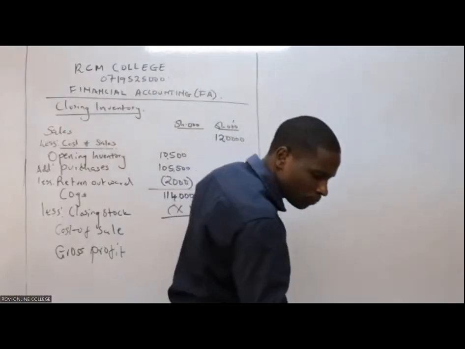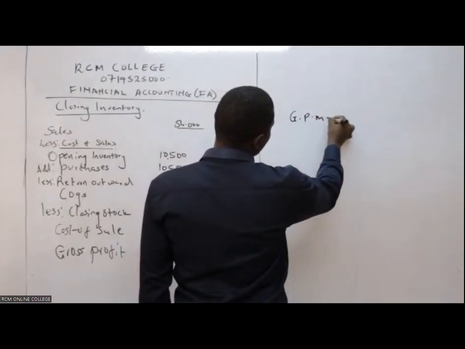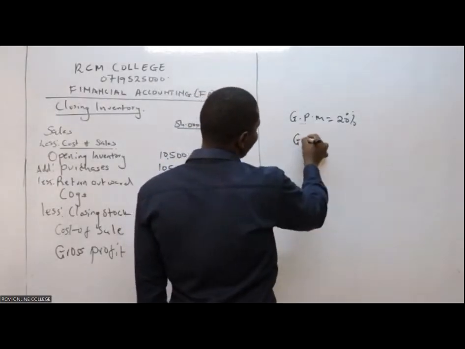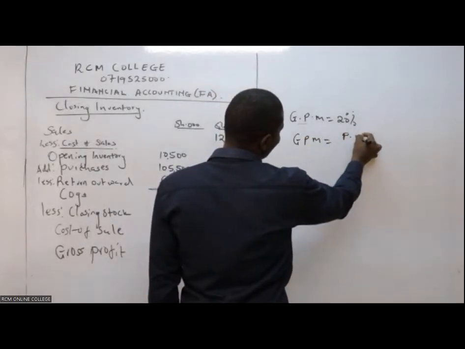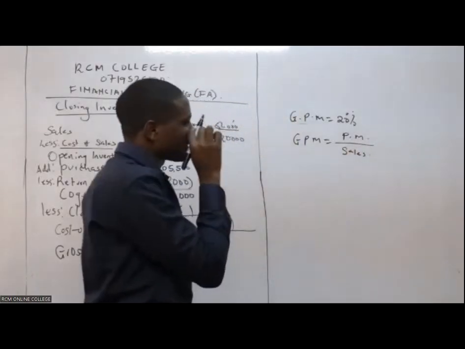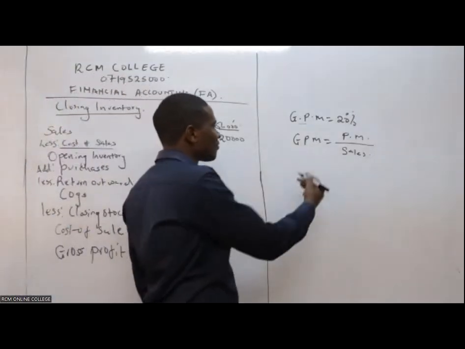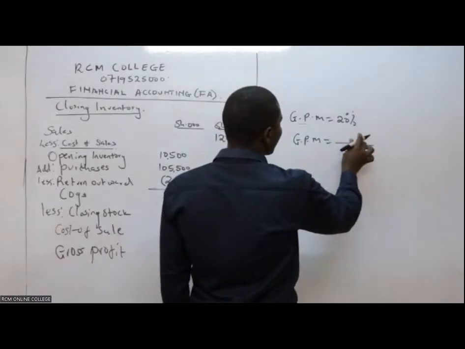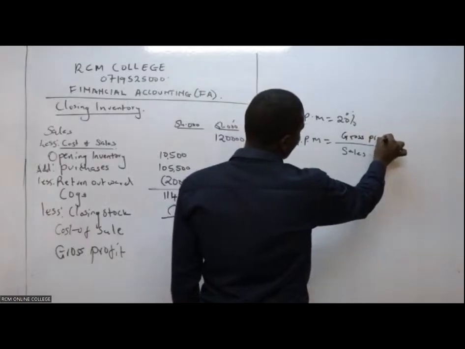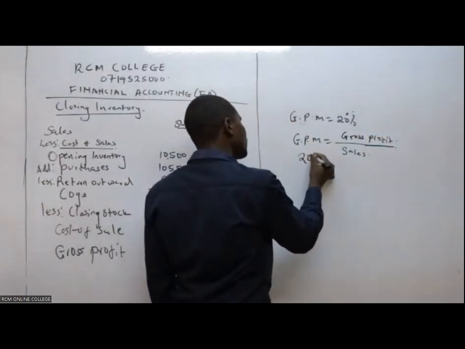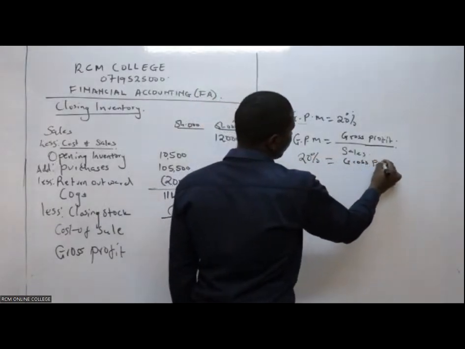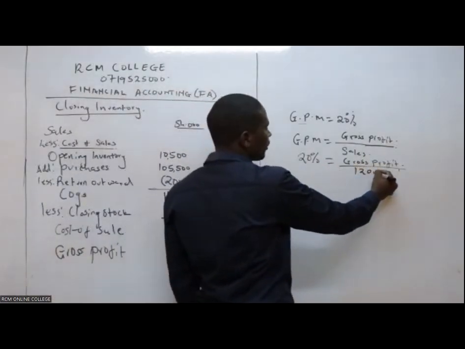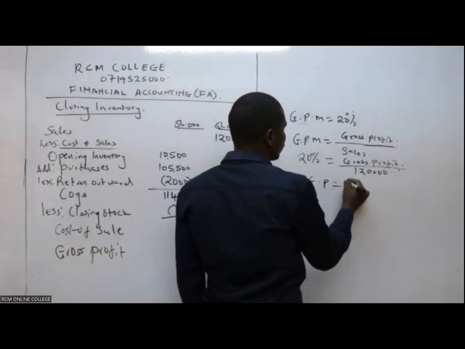Therefore, in this case, what do you have to do? A gross profit margin is equal to 20%. Now, how do we get a gross profit margin? Gross profit margin is gotten by gross profit divided by sales. So we have gross profit margin as 20%, which will be equivalent to gross profit over sales. So what is our sales? Our sales we have as 120,000. So we can get our gross profit, which will be equal to 20% of 120,000.